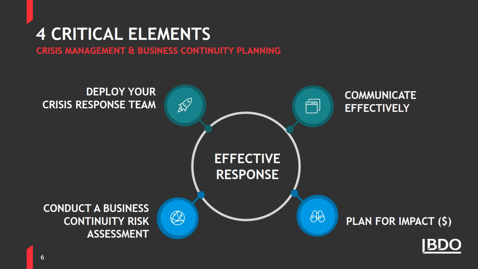The third element is communicating effectively. Communication is critical to any crisis response, and this is no different than with COVID-19. Especially how information is changing so fast, and as Chayton mentioned, daily. We're going to explore some key things to consider as you deploy your communication plans with your employees and with other stakeholders. And lastly, we're going to talk about planning for impact. So how do you effectively plan financially for what's to come?